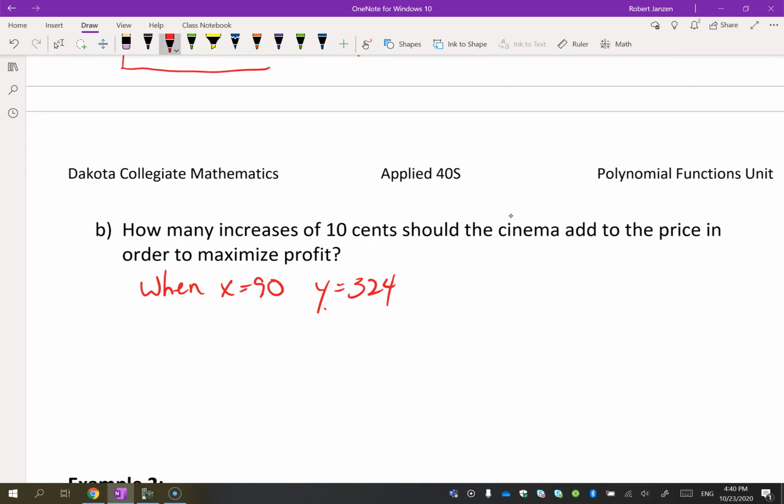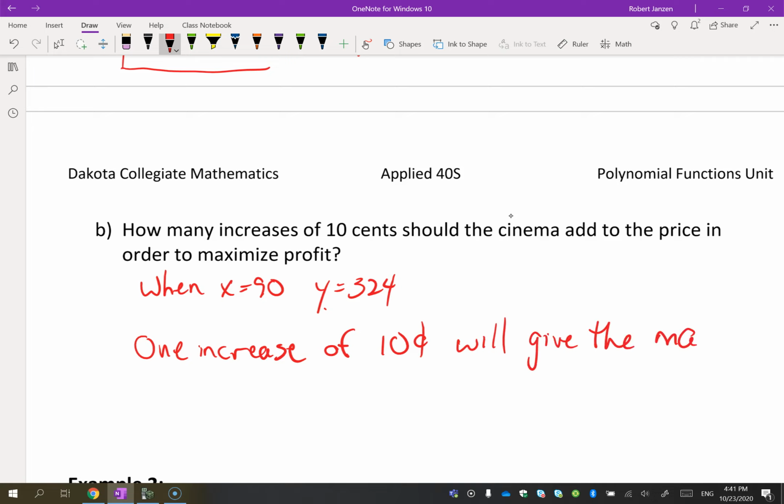What does this tell us? Originally we started with 80 cents, so it looks like one increase of 10 cents will give the maximum profit of $324.